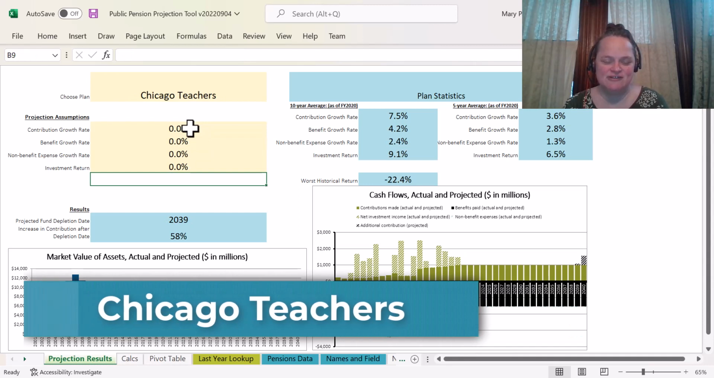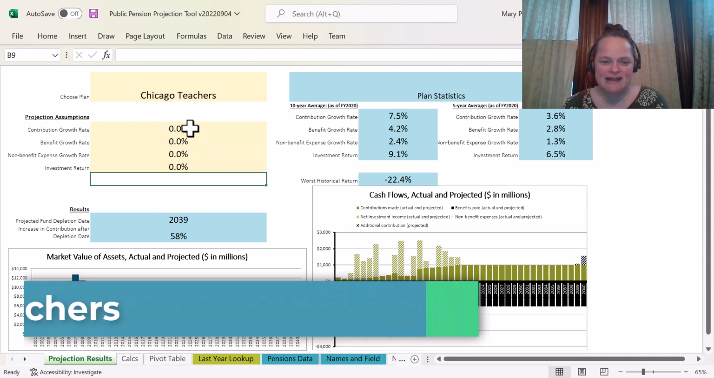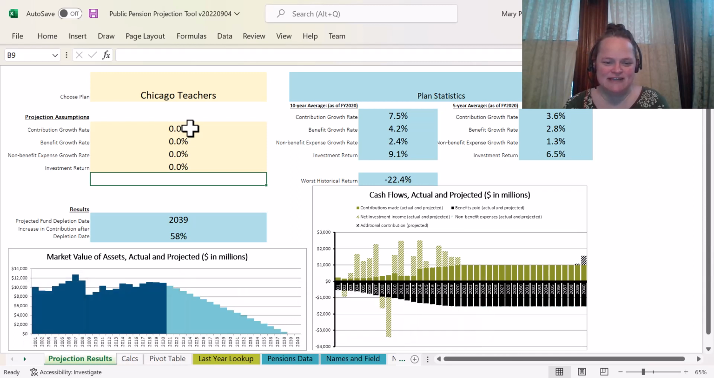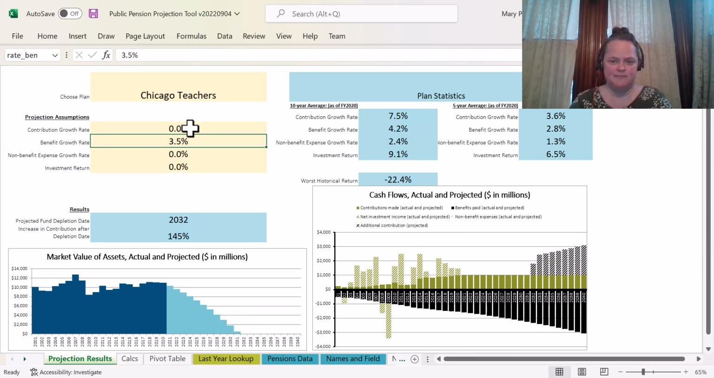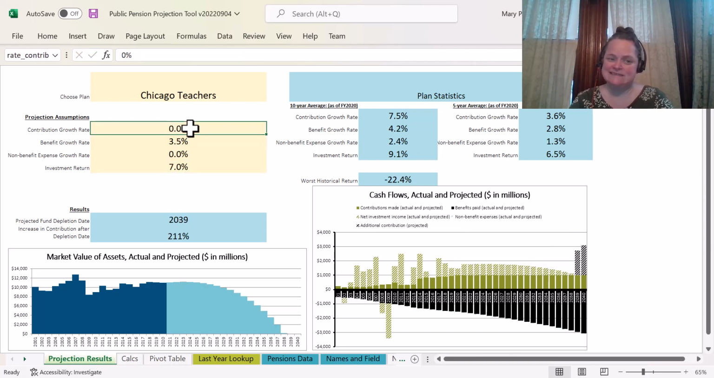Chicago teachers is through 2020, just as with Chicago Municipal. And we have it going down, not so bad as Chicago Municipal. Our benefit growth rate, we'll split the difference, we'll say 3.5%. And again, I'll say 7% for the investment return.